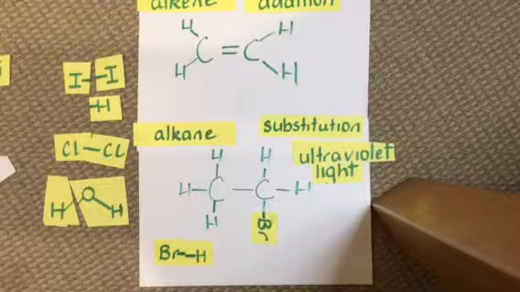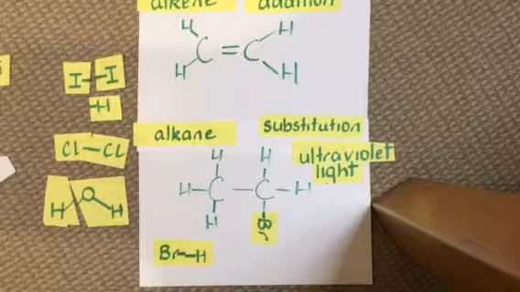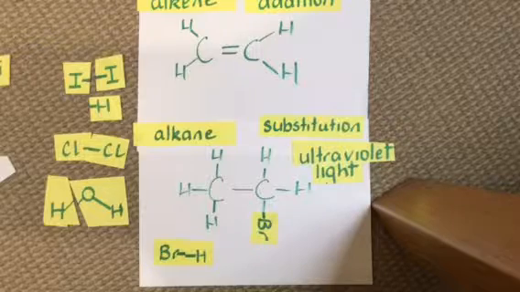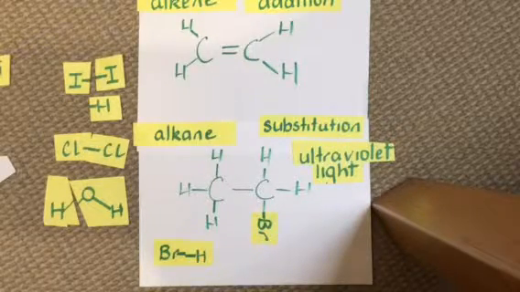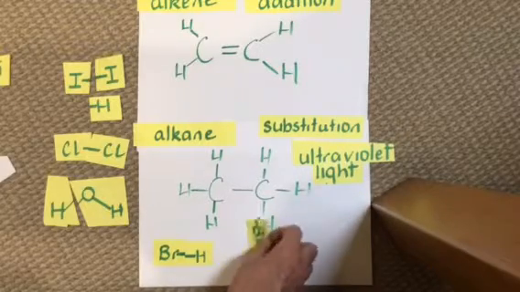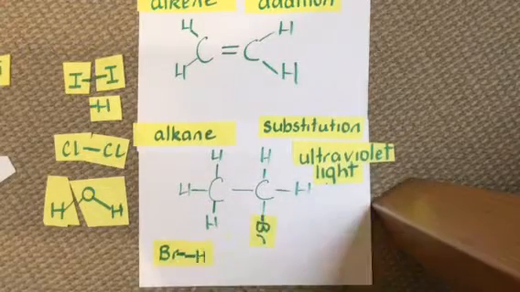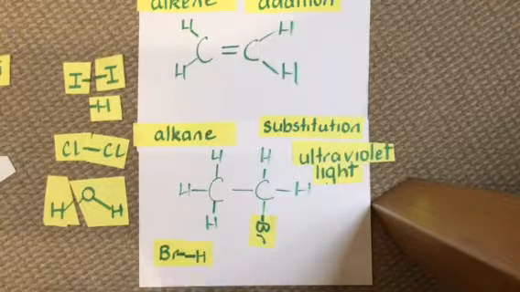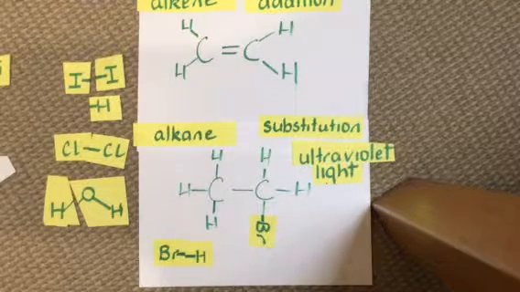So substitution reactions happen to alkanes. They're slower, they require ultraviolet light, and remember to make the two products. The idea of substitution is the same as in a football game. So hydrogen came off and got replaced with a bromine, and the hydrogen that came off is now partnering up with the other bromine atom from the molecule.